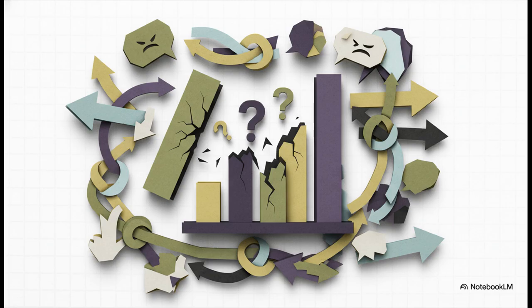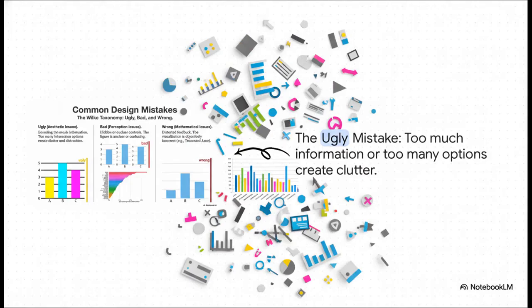So let's talk about what to avoid, the 3 deadly sins of interactive design. First up, we've got the ugly mistakes. These are all about aesthetics, basically just visual clutter. This usually happens when you try to cram way too much information into one chart, or you give the user so many buttons and sliders that they're just paralyzed by choice. It totally defeats the purpose of making things clear.